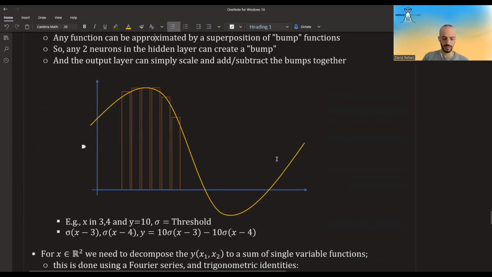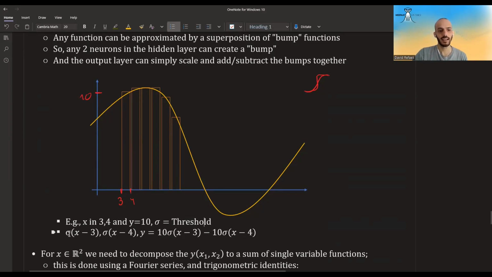So for example, here, suppose that this is 3 and this is 4 and that this is 10, and suppose that our activation function of the first layer is a threshold function, so not a sigmoid but a threshold. Any sigmoid can be turned essentially into a threshold if you make the weights big enough. You can make it more and more tight until it becomes something like this. But for the sake of simplicity, let's consider that it's a threshold.